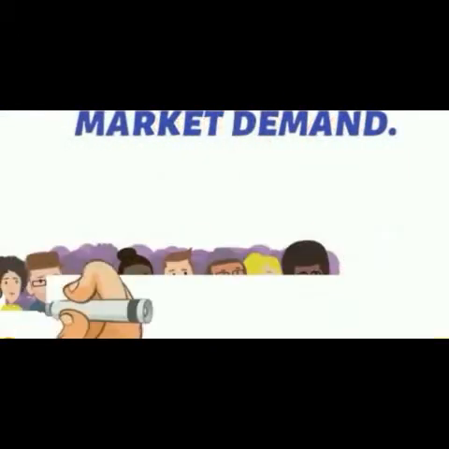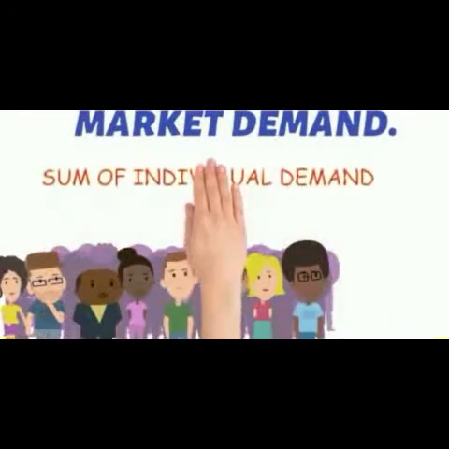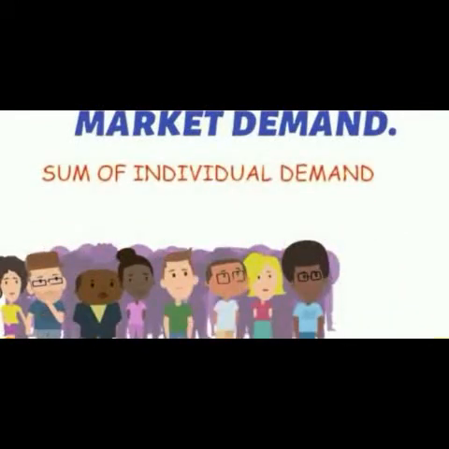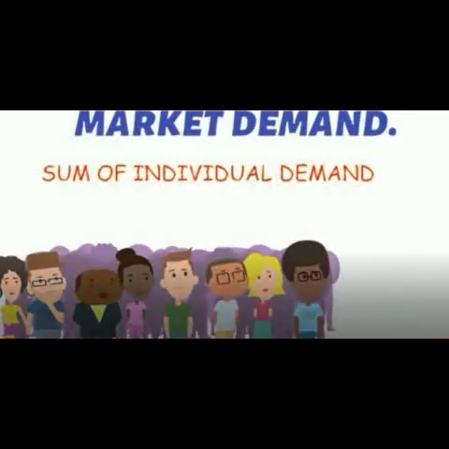Okay, now market demand. What is market demand? Sum of individual demand. When we all together demand something, we call it market demand. Now, for example, in an economy, there are only 3 people. Just imagine individual A, individual B and individual C. So individual A's demand plus B's demand plus C's demand, together we call it market demand. So the sum of the individual demand, we call market demand.